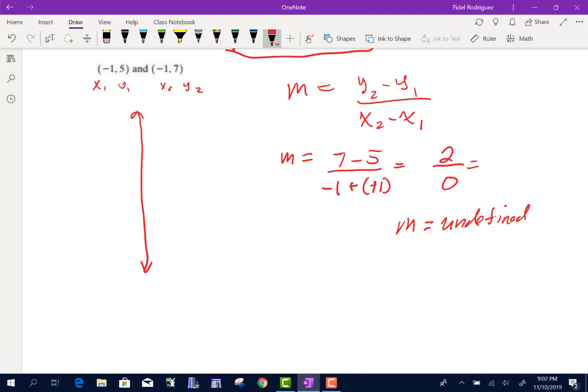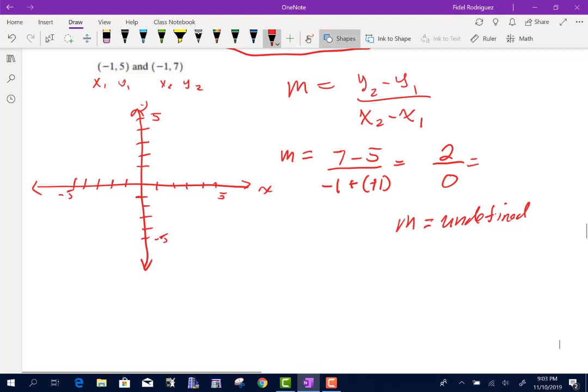So look, here's my y-axis. Here's my x-axis. I'm going to do it 1, 2, 3, 4, 5. Okay. 2, 3, 4, 5. There we go. Okay, so the first point we have is the point.